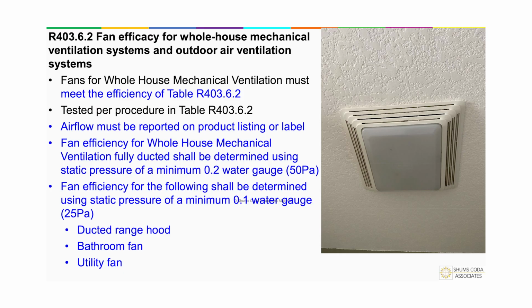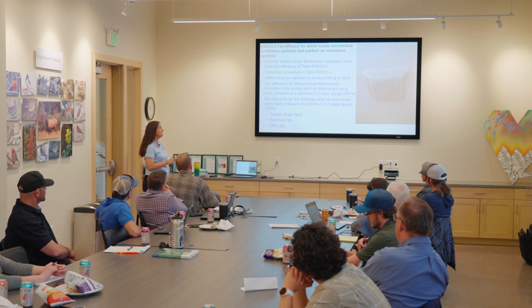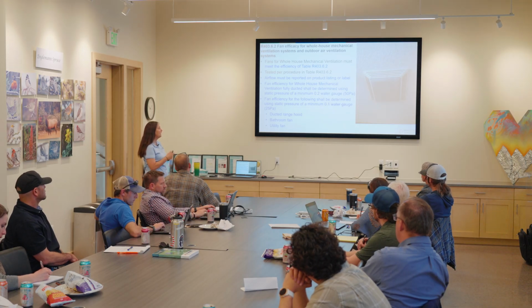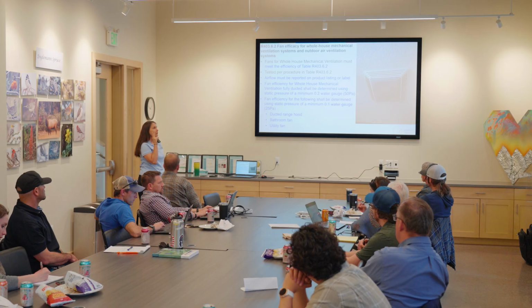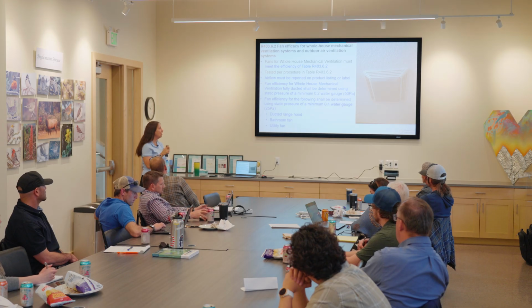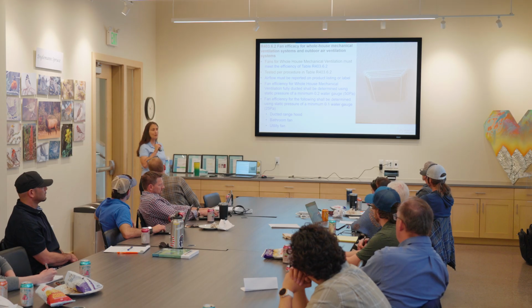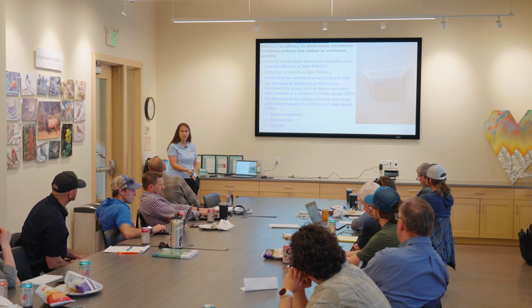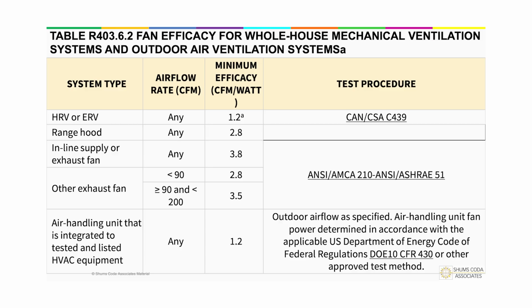It happens to meet the criteria, but what we now have is this here, that the fan efficiency for the whole house mechanical ventilation fully ducted shall be determined using the static pressure of 0.2. And then it also talks about other ventilation that comes out of the IRC and the IMC that the energy code is regulating. All it's regulating here is just the efficiency of the fan. So the criteria of the ventilation comes from mechanical IRC, but the fan efficiency is here.